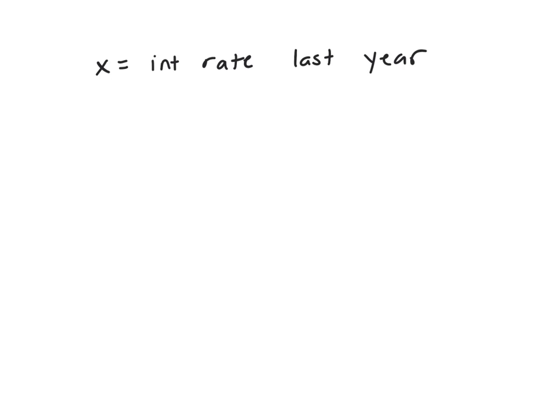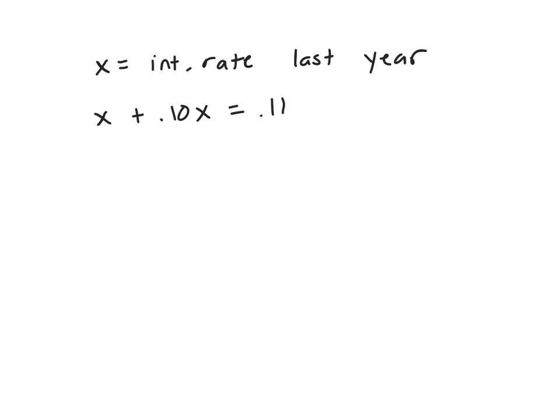The problem says the annual interest rate earned by an investment increased by 10% from last year. If I let X be the interest rate last year and then it increases 10%, that's X plus an increase of 10% times X. And they tell me that this year it's 11%. So that would equal 0.11.